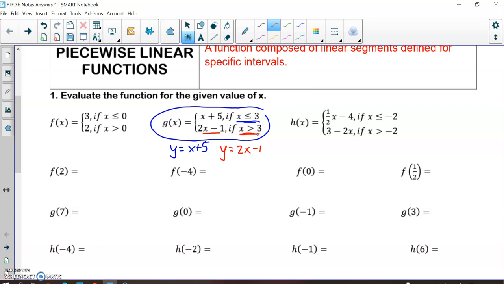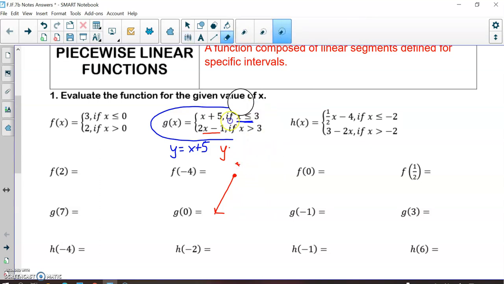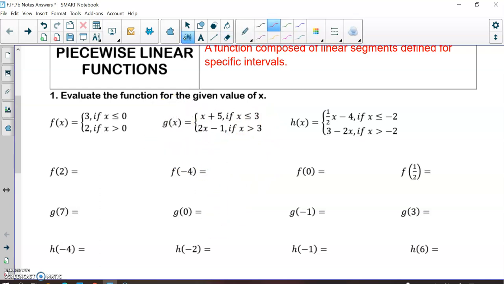So on the graph, you would have a straight line, something like this, but it stops at a certain value, at the value of 3. And then you would have another straight line that looks like this coming off of it in a different direction. That's a piecewise linear function. And what we're going to do today is we are going to evaluate some piecewise linear functions. So for this first one, we want f of 2.